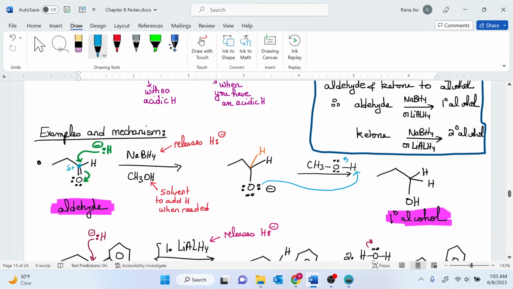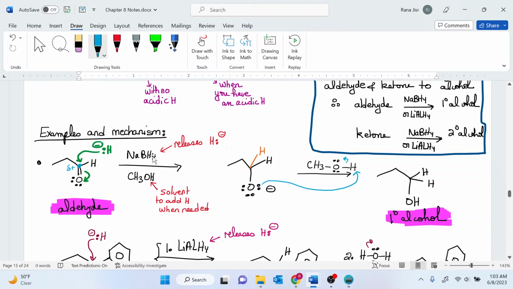Let's have an example. Sodium borohydride always requires a solvent with it. Because we have sodium, we want to stay away from water. This is why the best solvent that has a hydrogen is methanol. You can use any solvent that has a hydrogen, not necessarily methanol, but we want to stay away from the water because of the sodium.